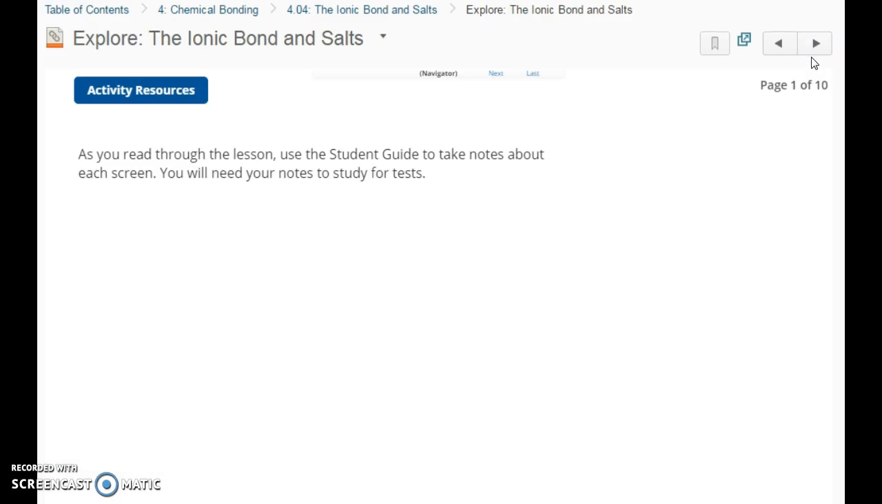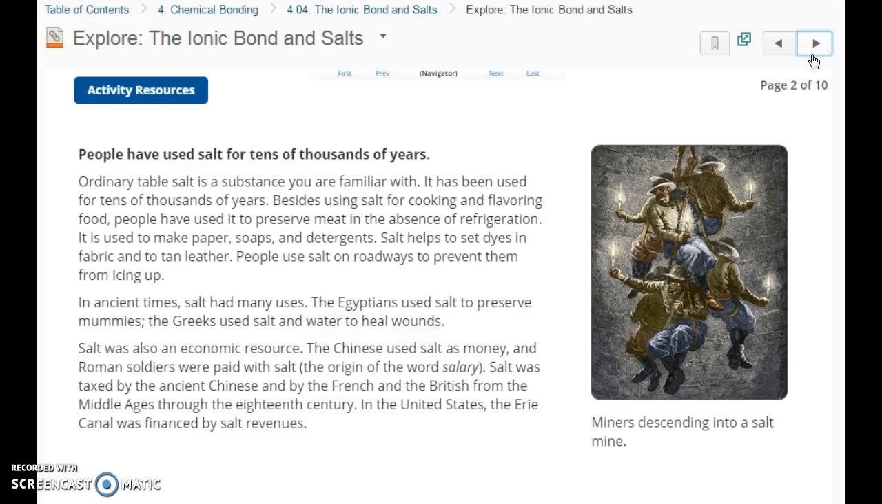Explore the ionic bonds and salts. People have used salt for tens of thousands of years. So here's miners descending into a salt mine. Ordinary table salt is a substance you are familiar with. It has been used for tens of thousands of years.